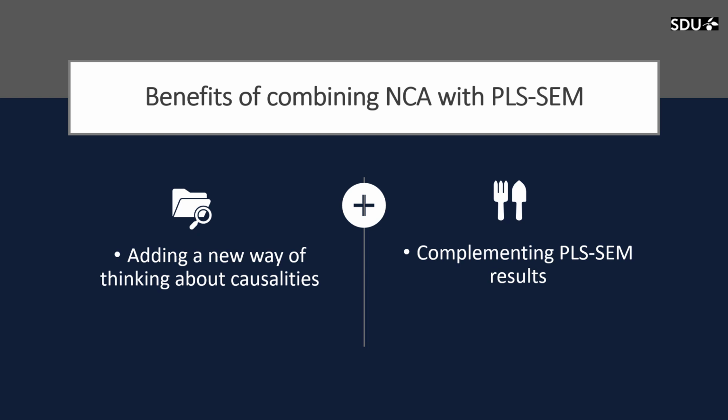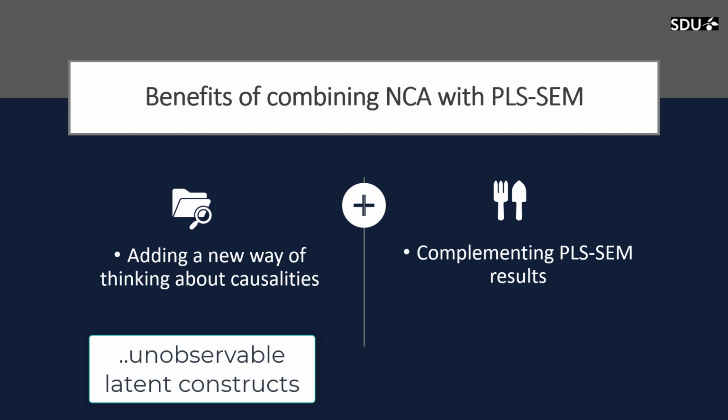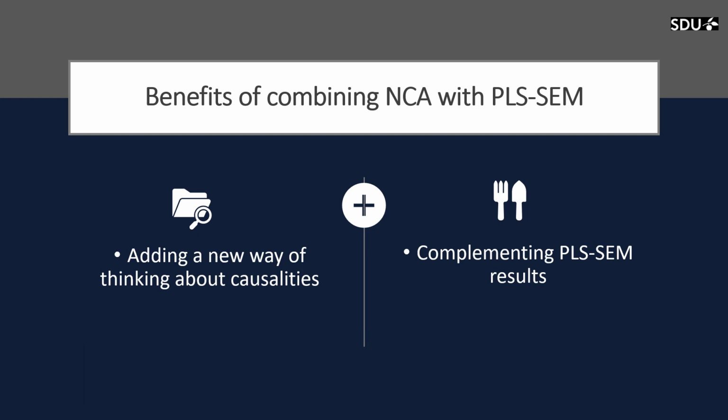NCA can easily be applied to the unobservable latent concepts by computing composite scores of indicators. The use of the composite scores of PLS-SEM is especially useful because their generation considers the context of the structural model, which represents the underlying theory and corresponds to the idea to test necessities in the context of PLS-SEM.